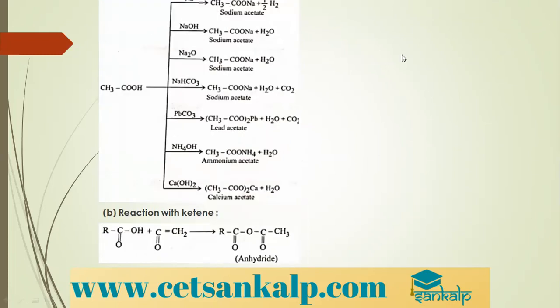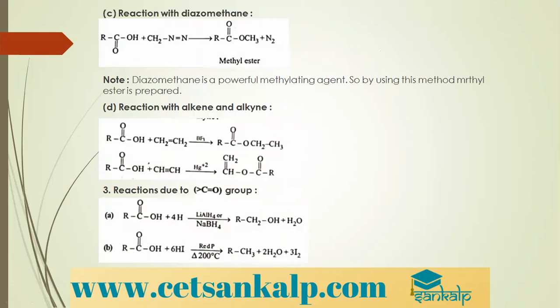Then reaction with ketene. You can see there, carboxylic acid when reacts with ketene, two terms. Ket, a keto group. Ene, there is a double bond. So when it reacts with a ketene, it forms an acid anhydride, with the intermolecular elimination of water. Reaction with diazomethane. Carboxylic acids when treated with CH2N=N, diazomethane, we get methyl ester. Diazomethane is a powerful methylating agent. It will give a methyl group. So it is by using this method, methyl ester is prepared.